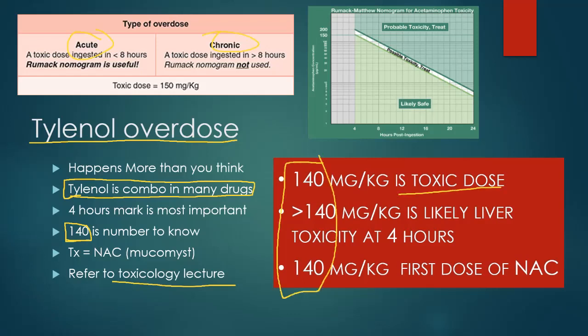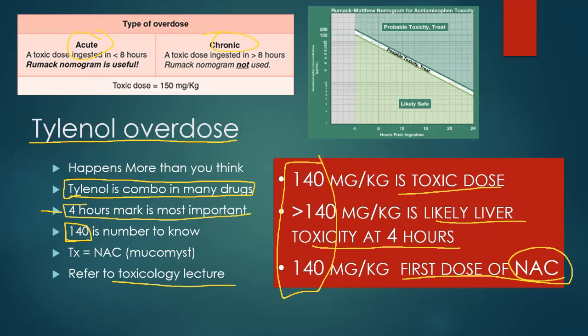It's also the likely liver toxicity at 4 hours, and it is the first dose of the antidote. So 140 is the magic number when you think of Tylenol overdoses. It's also important for you to know that a Tylenol level, even within the first 3 hours of Tylenol ingestion, is going to be negative. It takes 4 hours for that Tylenol level to be accurate.